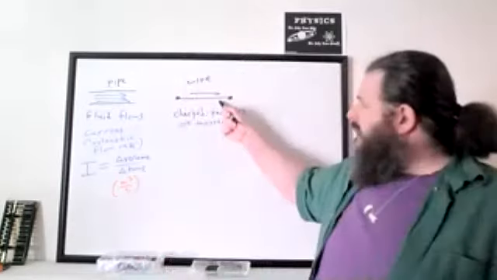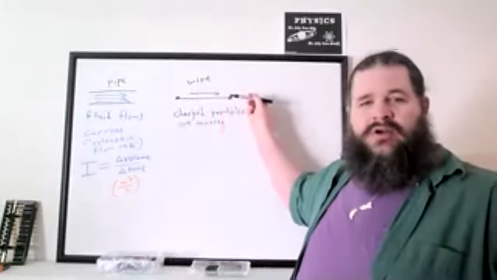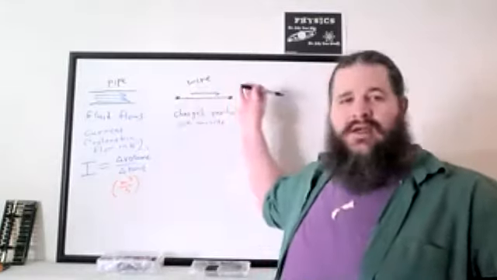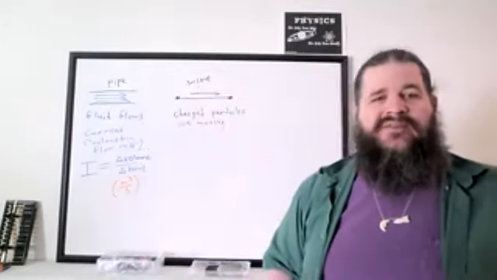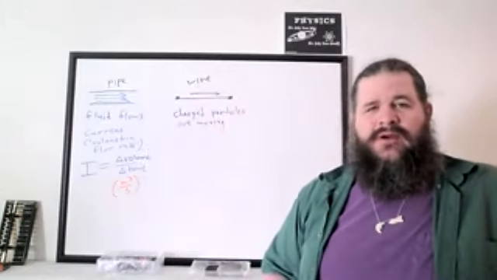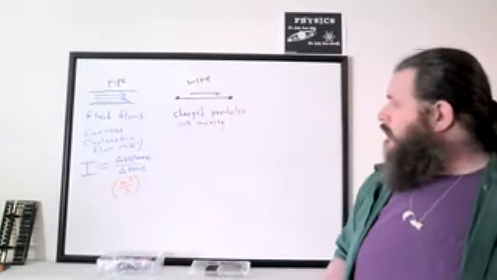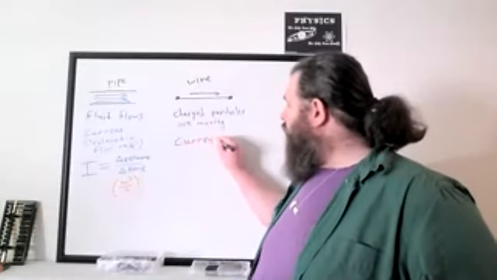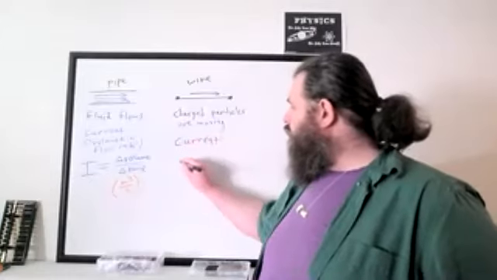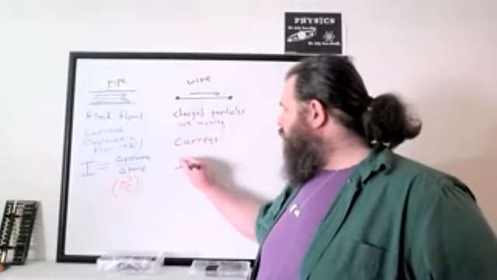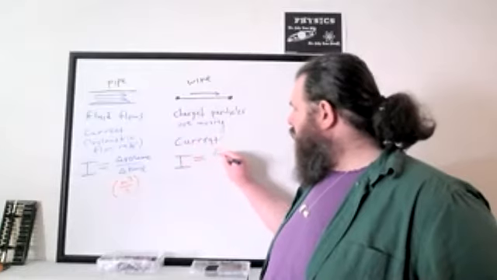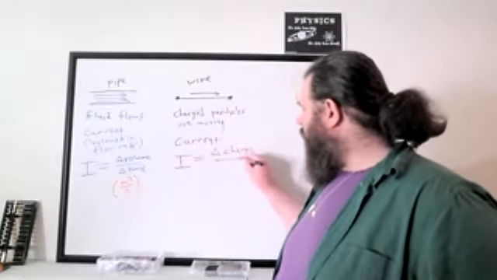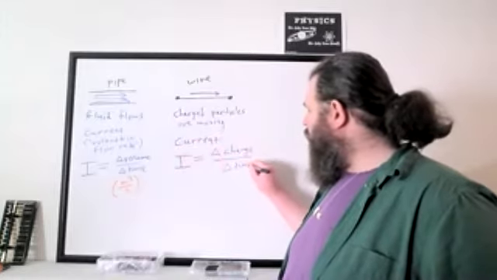And what's actually happening inside the wire is negatively charged particles, electrons, moving in one direction. But we say that the current is flowing in the other direction because we treat current as the flow of positive charge, even though it's negative particles that are actually moving. So the current is going to be defined not in terms of volume, but in terms of charge. Specifically, we would describe it as delta charge over delta time.